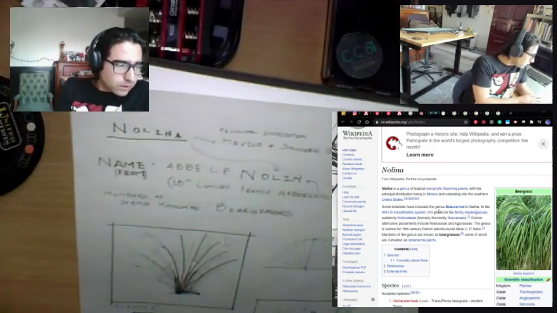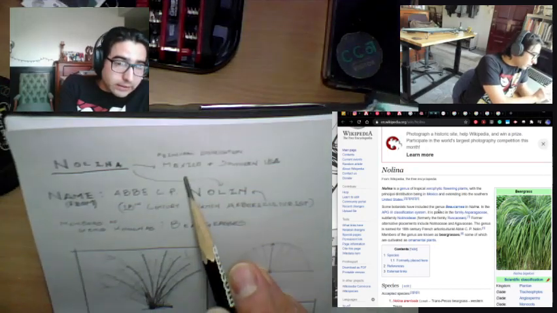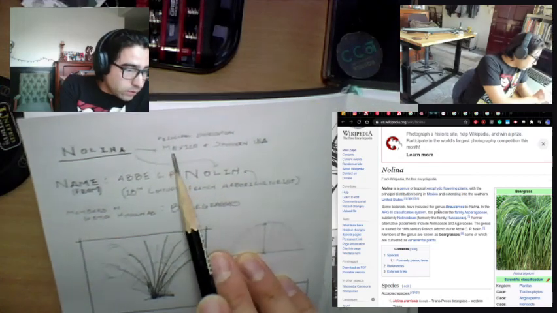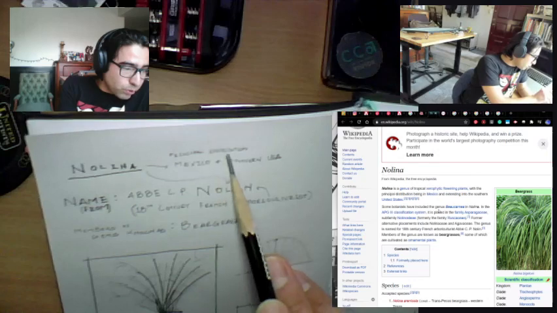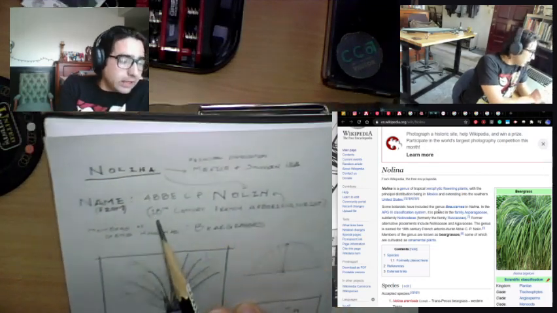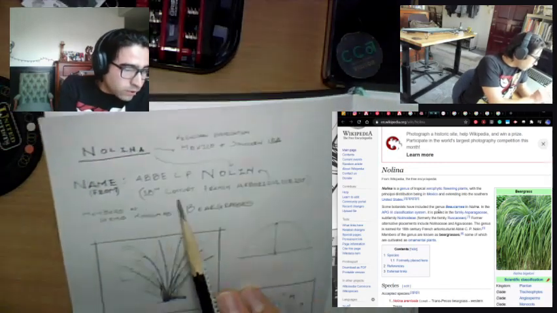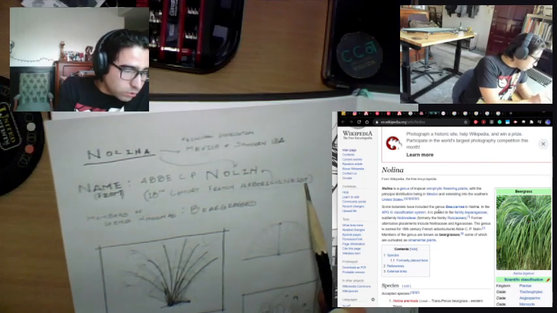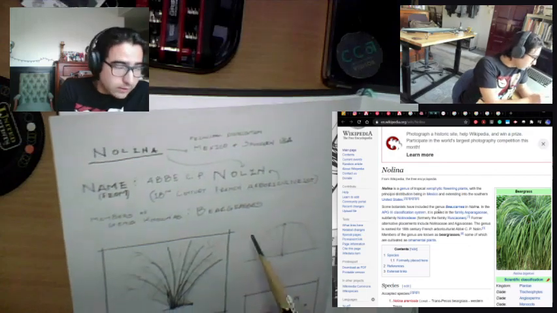So it turns out that Nolina is primarily, and again, this camera has a terrible focus, but it says right here Mexico and southern USA. So that means that its principal distribution is Mexico and southern USA. The name Nolina comes from Abbé C.P. Nolin, who was an 18th century French arboriculturist, who I'm assuming is someone that studies plants.